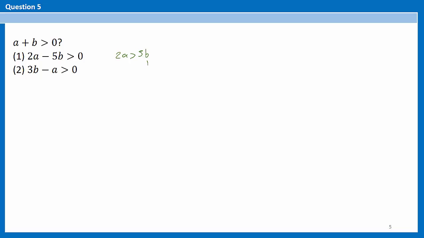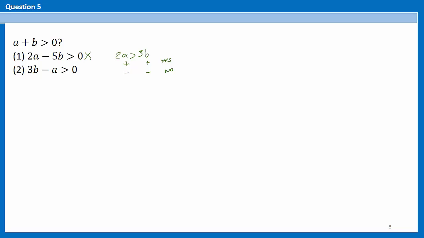Now, if b is positive, then definitely a must be positive too. So if a and b are both positive, the sum is going to be positive. The answer is yes. Now, if b is negative, then a could be positive or negative, but I will take negative just to get a case that answers no. So it's not sufficient.